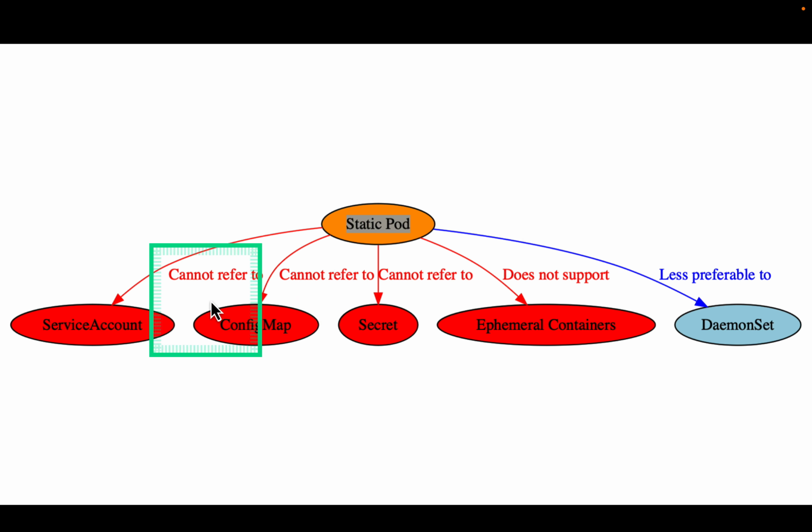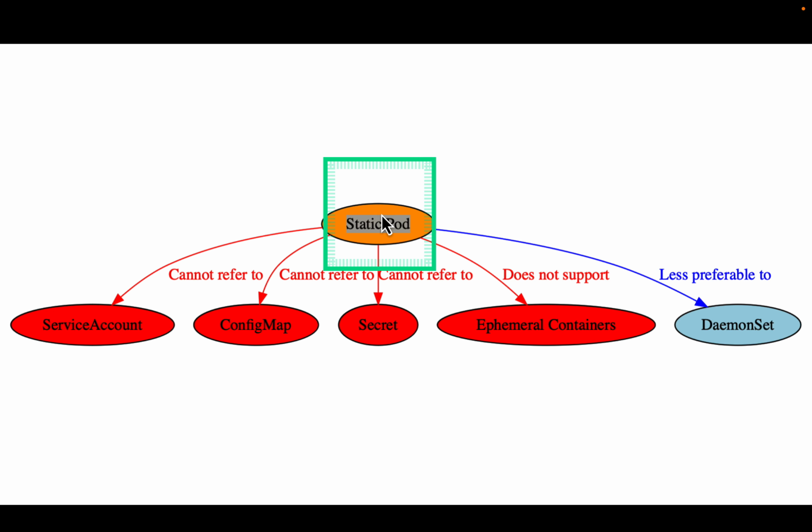So static pod, this is the limitation. A static pod cannot have a service account, config map, secret, and ephemeral containers. In a normal pod, we can refer to a secret, config map, all of this, because these are managed by the API server.